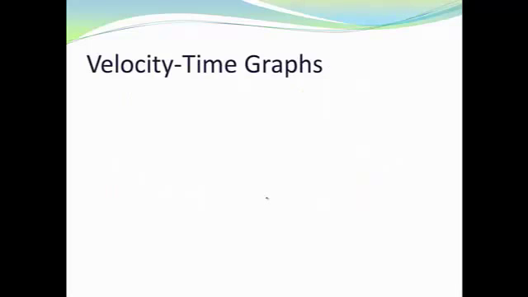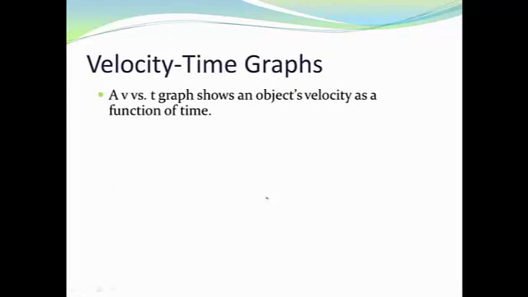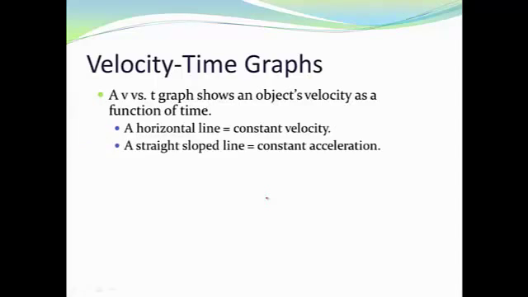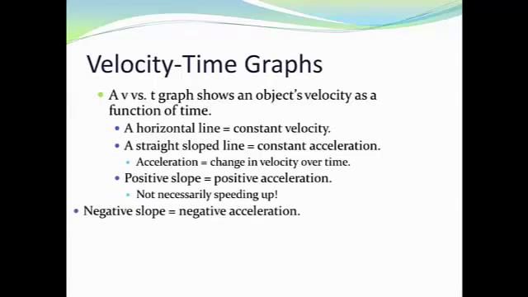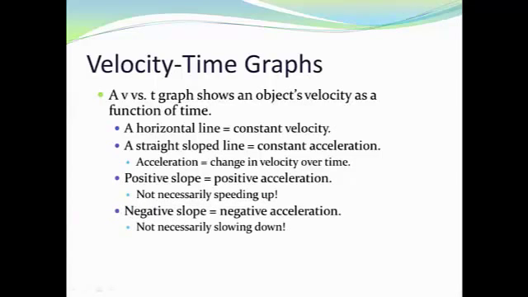So a couple of key reminders about your velocity versus time graphs. A velocity versus time graph shows the object's velocity as a function of time. A horizontal line means a constant velocity. If it's on 0, that means a constant velocity of 0, or standing still. A straight sloped line means you have a constant acceleration. If that slope is positive, it is a positive acceleration, and if that slope is negative, it is a negative acceleration.